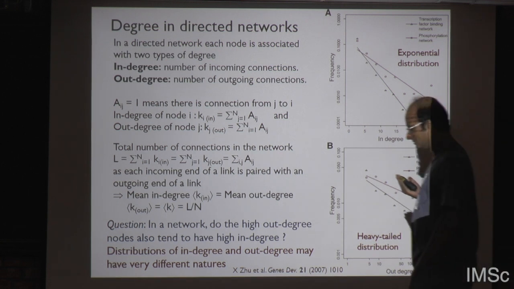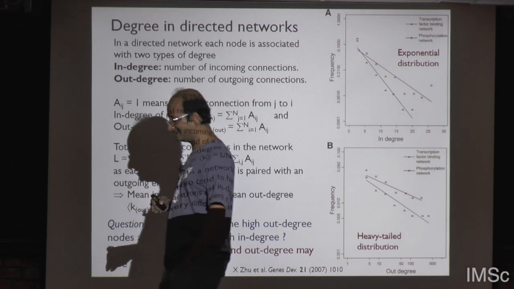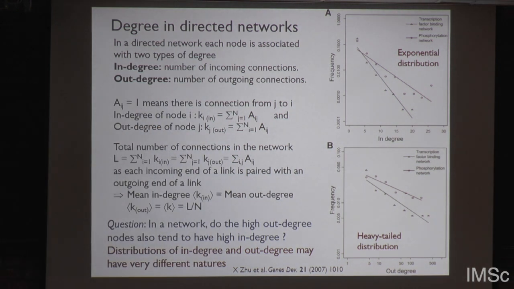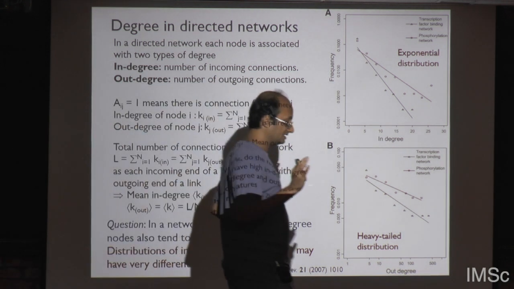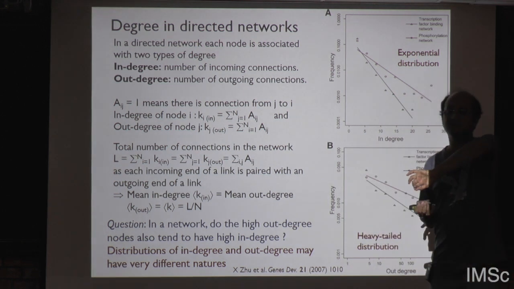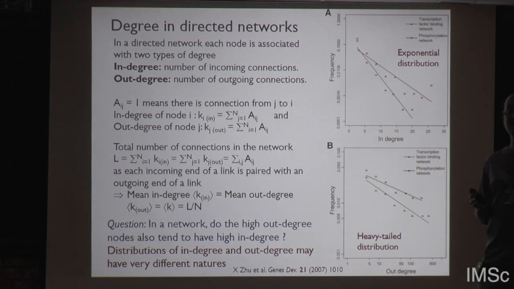Just as you defined paths both in undirected and directed networks, similarly you can define degree for directed networks. Now, since you can have a path from A to B as well as from B to A, it makes sense to talk about incoming connections and outgoing connections separately. So now you can define an in degree and an out degree, where in degree, as the name makes clear, is the number of incoming connections and out degree is the number of outgoing connections.